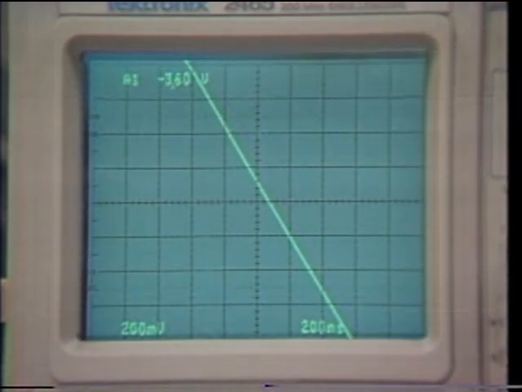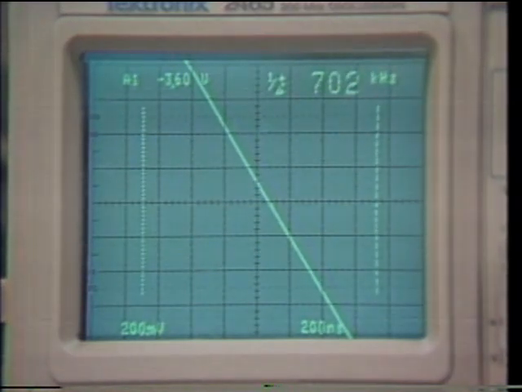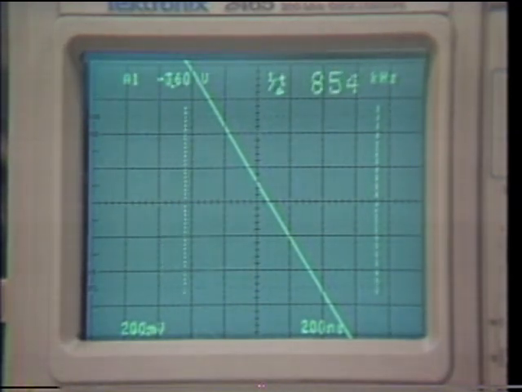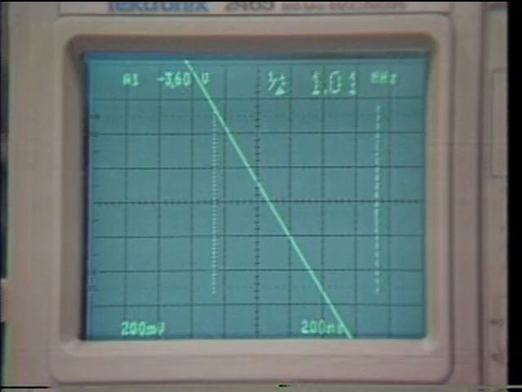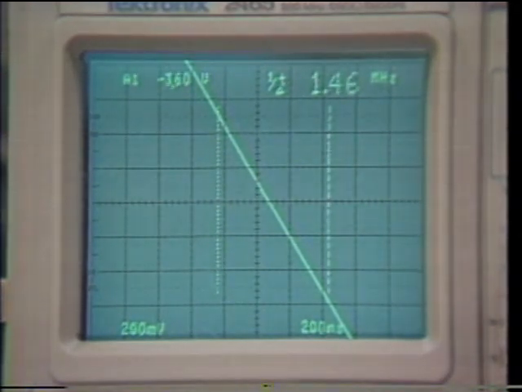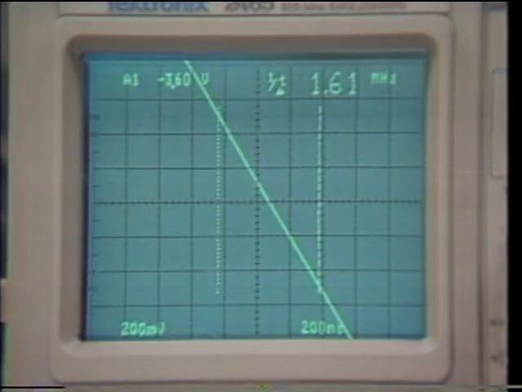Now we'll turn on the 1 over delta time function, getting the cursors, and we'll position them at the points where the waveform crosses graticule lines that are 5 divisions apart. And we have a number, 1.61 megahertz.